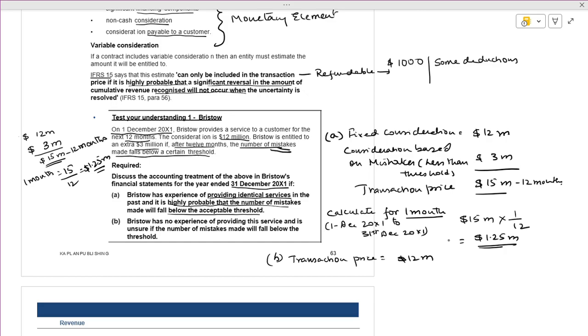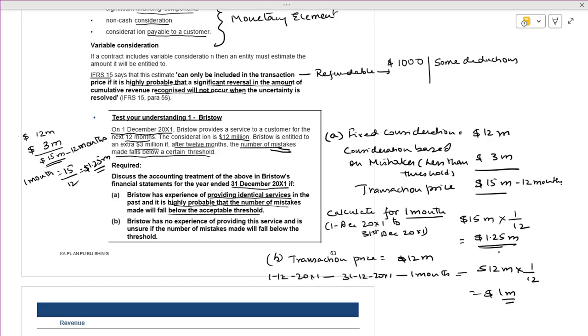And this is for 1 month, from 1/12/2001 to 31/12/2001. If it is for 1 month, how much? For 1 month it will be 12 million divided by 12 months. Why? 1/12, it comes to how much? 1.